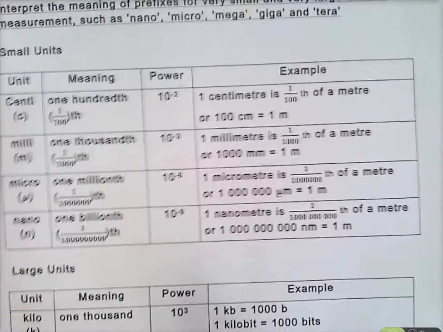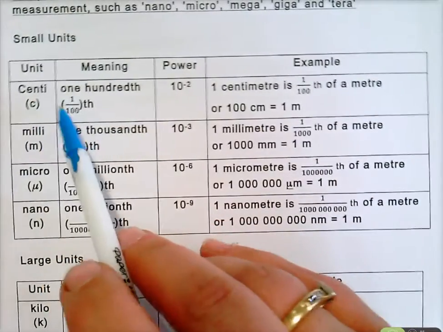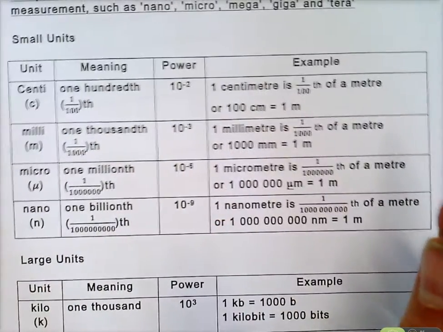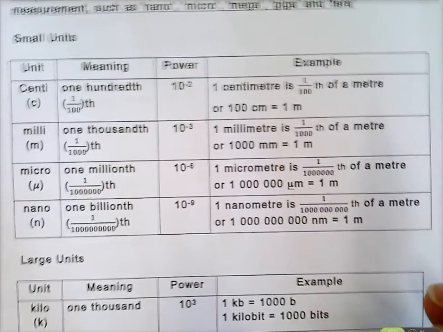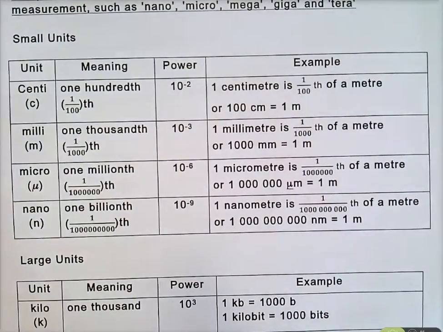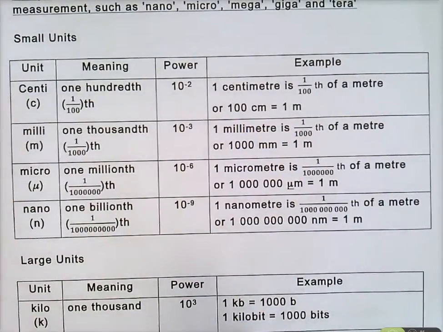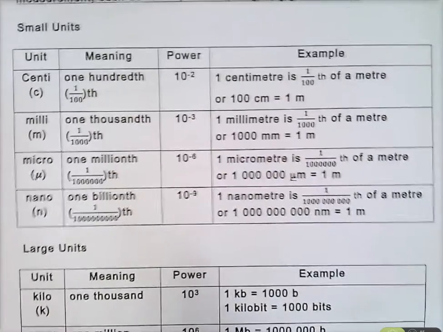So looking at some small units, you all know centi. Centi doesn't mean 100, it actually means 1/100th. So a centimetre is 1/100th of a metre. But we do know that there are 100 centimetres in a metre. So a centi is a small unit, not a large one.